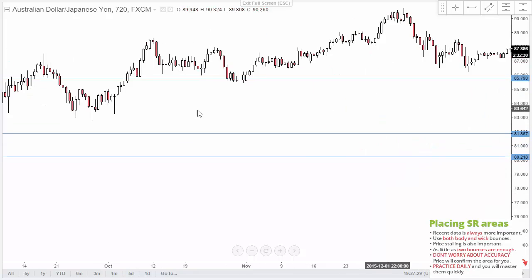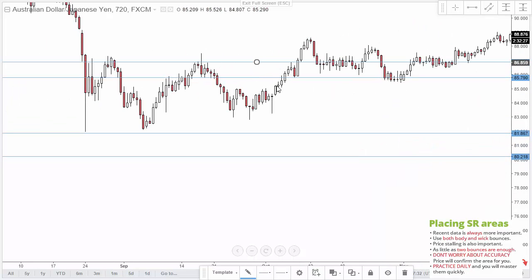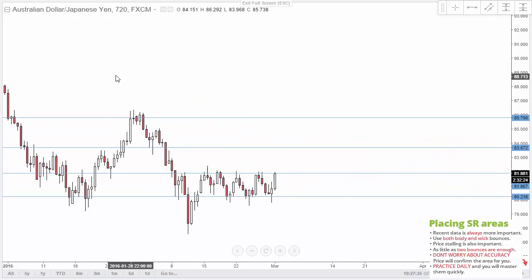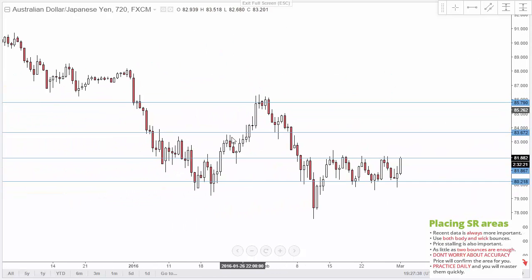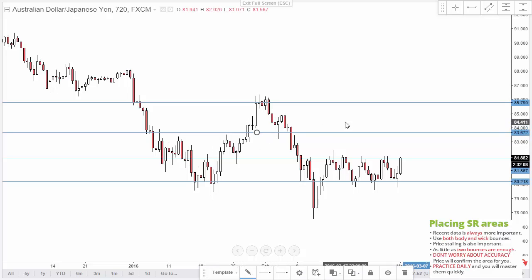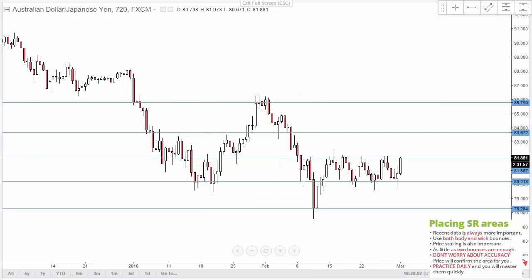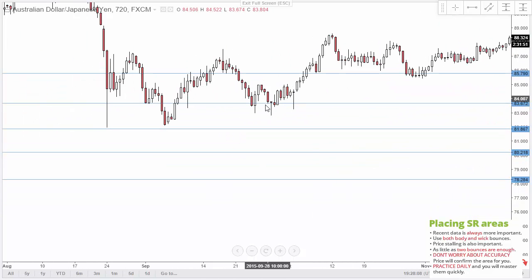Now, there was one here that I have placed. Like I said, I already know where the support resistance areas for AUDJPY are, because I've been looking at this pair every single day for the past 2 weeks. So I'm cheating a little bit by placing them here, because I already know where to place them. I'm placing one here based on that very strong bounce there. And this one that I just placed here, let me mark it, just this one here. That's placed based on those 2 bounces there.